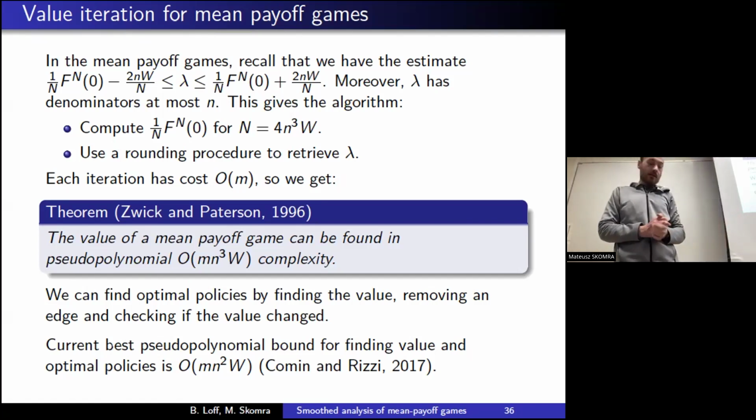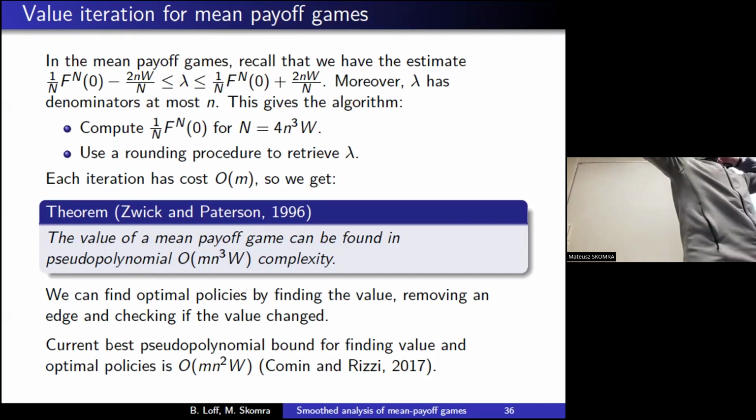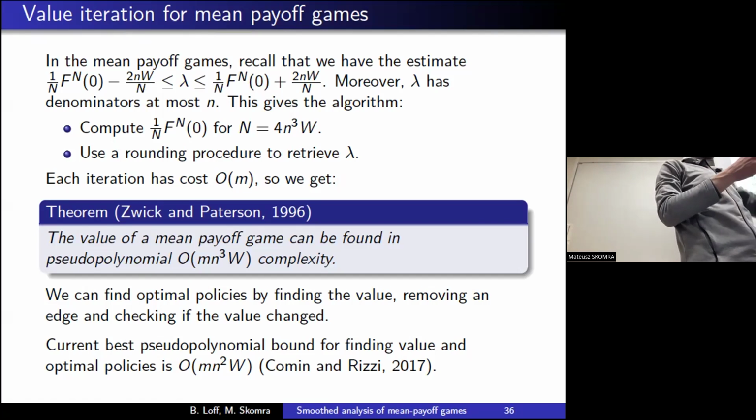I didn't mention this on the previous slide, but for discounted games we saw that finding the value and finding optimal policies are exactly the same, because from the value you get optimal policies just by looking at the fixed point equations.